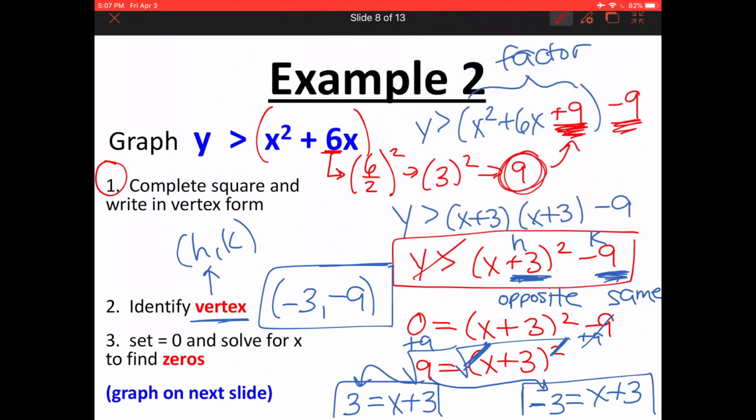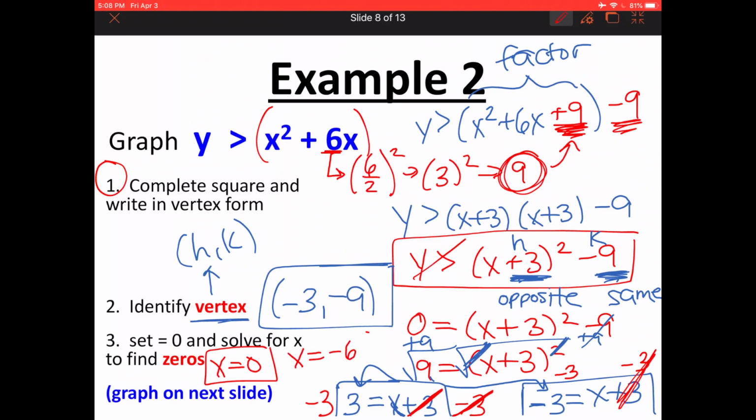From here, to solve, I subtract 3 from both sides. I do the opposite operation. So on the right, my 3's cancel out, and my first zero is x equals 0. For my second equation, I subtract 3 from both sides. On the right, they cancel out, and my second zero is x equals negative 6.